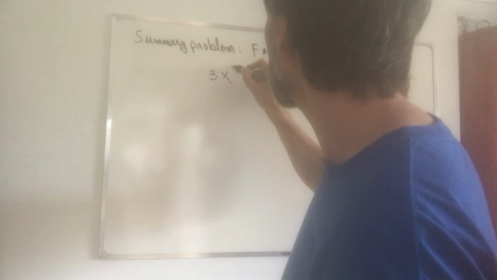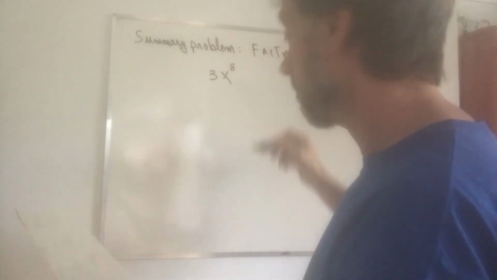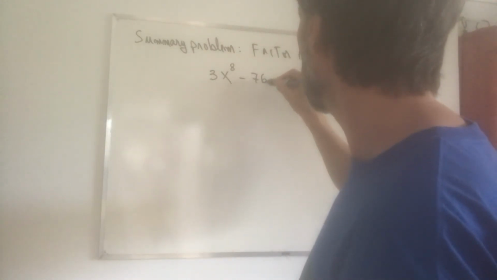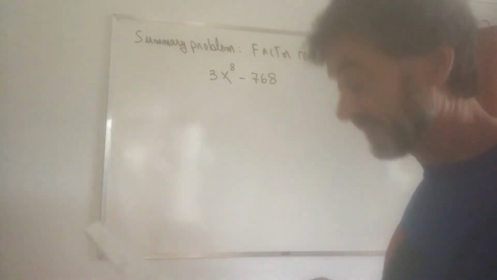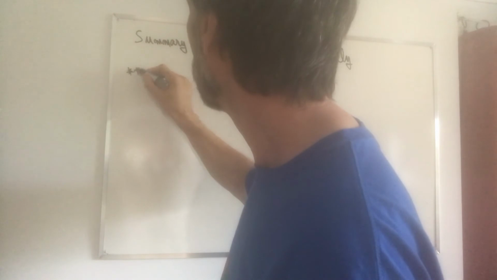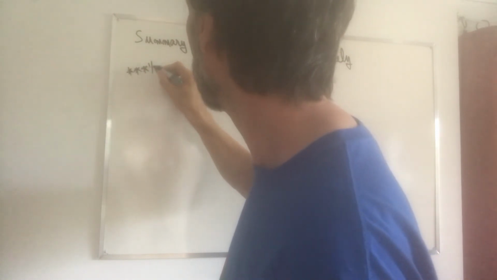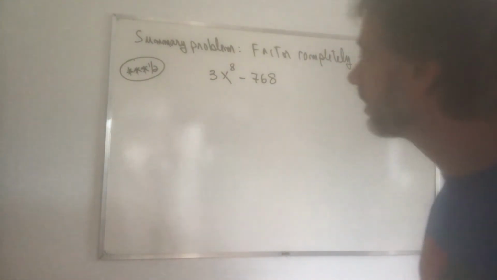what do I have here? 3x^8 minus 768. All right, let's give this last example 3.5 stars.